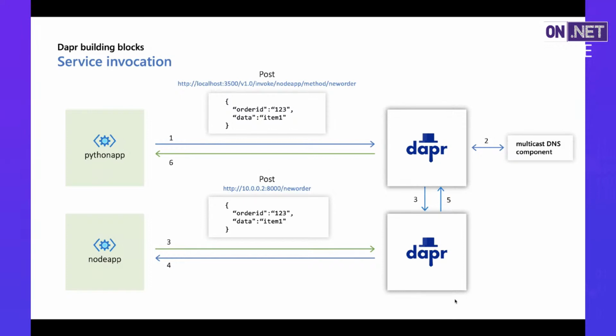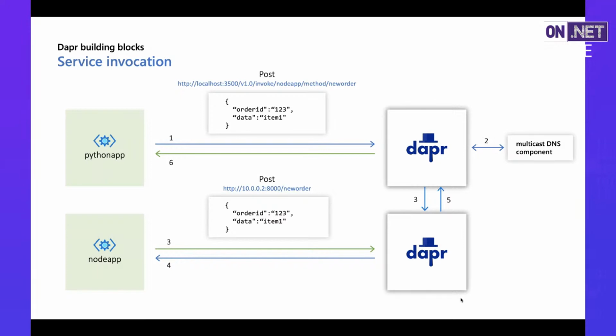The really cool thing about this is, let's think about what you're not doing. You don't need to know the IP address of that other service. You don't need to know the host name of that other service. You're just using a logical name, in this case, Node app. We call that concept service discovery. You're also getting encryption between the sidecars, and you're getting tracing.